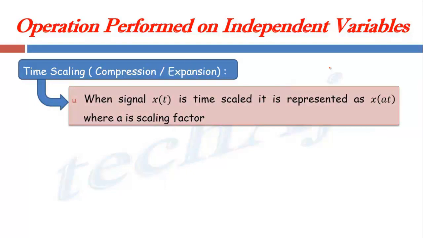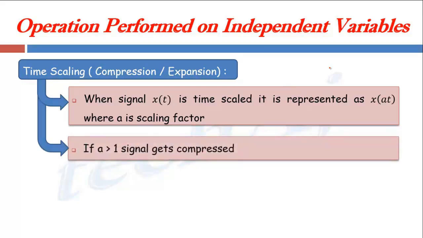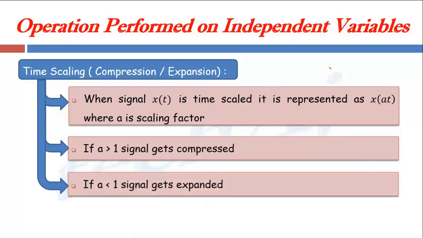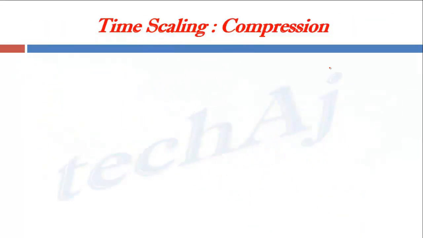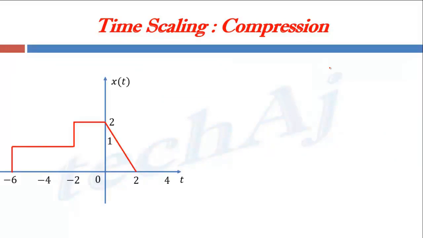When signal x of t is time scaled, it is represented as x of at, where a is the scaling factor. If a is greater than 1, the signal gets compressed, and if a is less than 1, signal gets expanded. Let's see the examples of time scaling. First of all, compression of a signal.